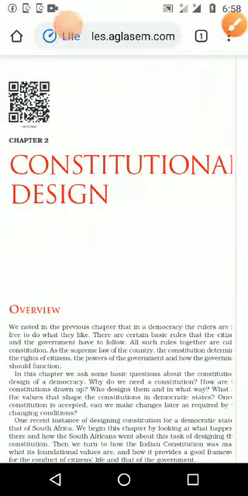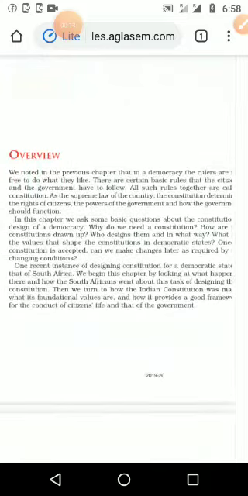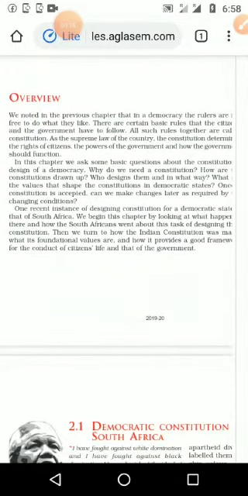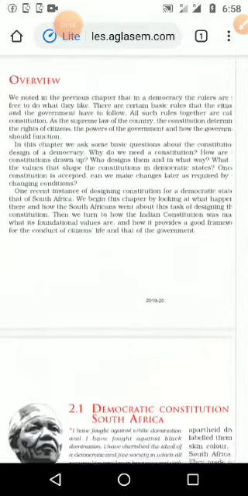Very good morning students. Today we are moving to the next lesson, that is the constitutional design, chapter 2 of our civics. Please take the textbook and be ready with pencil also. And this is the QR code of your lesson, and if you want you can check it. And we can see the lesson, the total lesson.